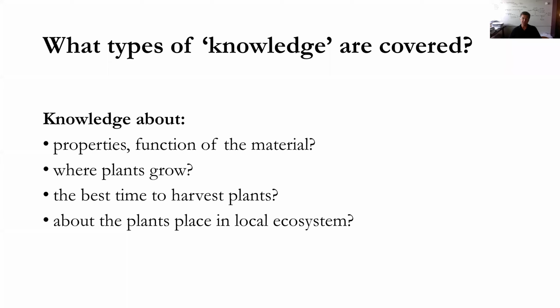Now, there are a number of questions that are yet to be clarified, and the government will do so hopefully fairly soon. At this stage, it's not clear what types of knowledge will be covered under the definition of traditional knowledge. Clearly, it doesn't include all knowledge. So the question is, what type of things are included? Is it knowledge about properties, functions of the material? I think clearly yes. Would it be knowledge of where plants grow? So if someone goes to Indigenous land and they ask an Indigenous person where particular plants grow, would that be protected? What about the best time to harvest plants to get certain properties from the fruit? What about the plant's place in the local or more general ecosystem? These are questions that will need to be clarified, hopefully in the code of practice going forward.